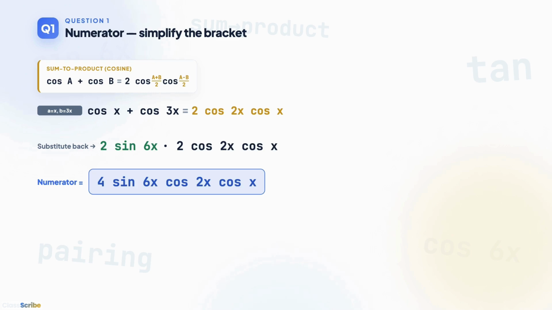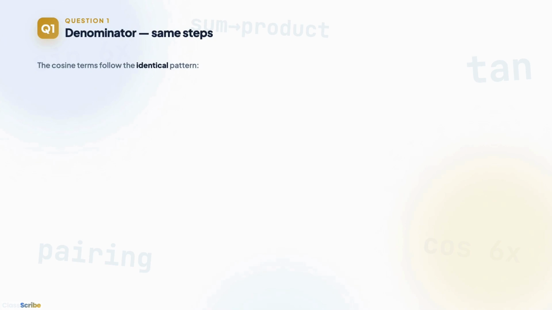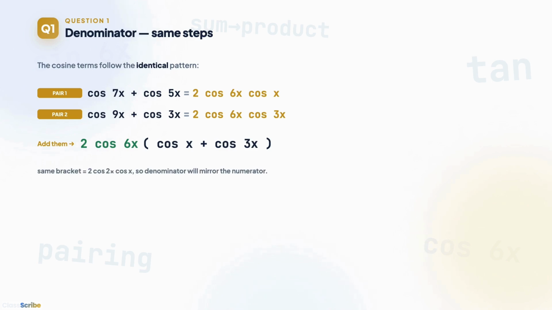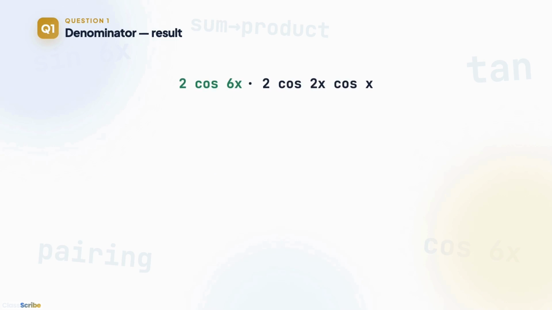Now move to the denominator. Pair cos 7x with cos 5x. Using the identity cos a plus cos b equals 2 cos (a plus b) by 2 cos (a minus b) by 2, we get 2 cos 6x cos x. Next, pair cos 9x with cos 3x. This becomes 2 cos 6x cos 3x. Adding them together gives 2 cos 6x into (cos x plus cos 3x). Once again, simplify cos x plus cos 3x as 2 cos 2x cos x. So the denominator becomes 4 cos 6x cos 2x cos x.